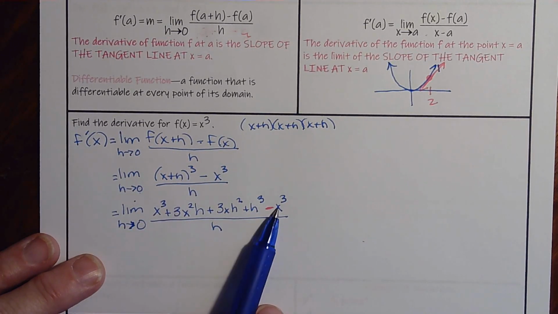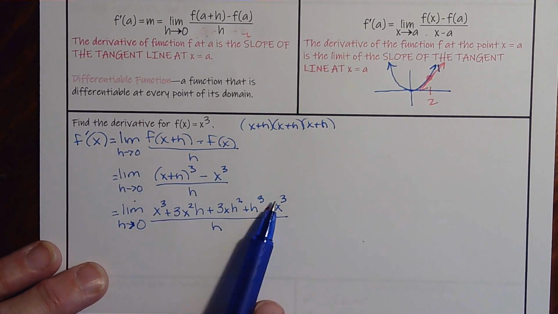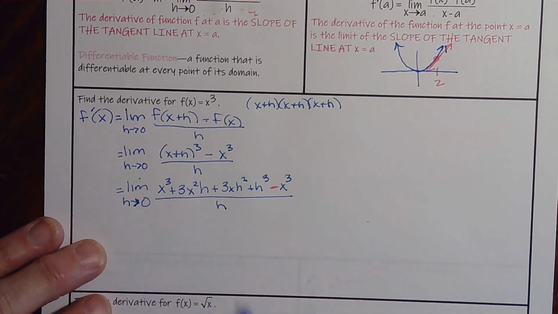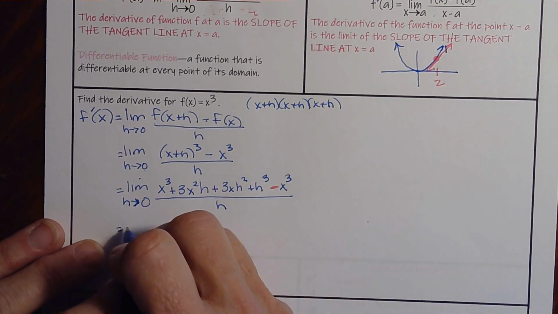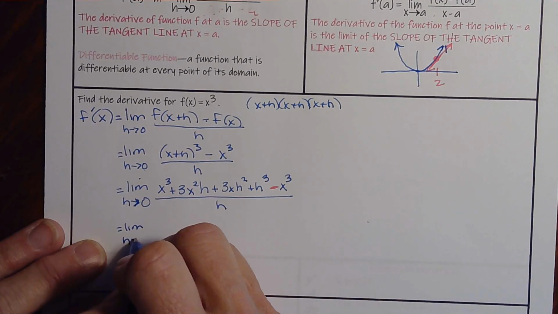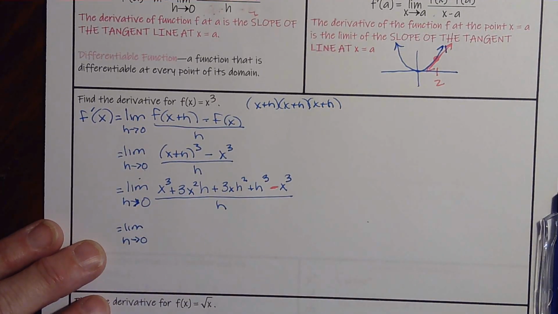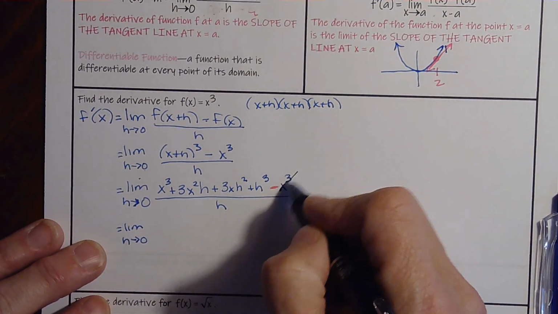Now we've done this enough to know that we can clean up some things. We need to do some cleaning up here. So let's see what happens. I've got my limit as h approaches 0. Notice that my x cubes are going to cancel.